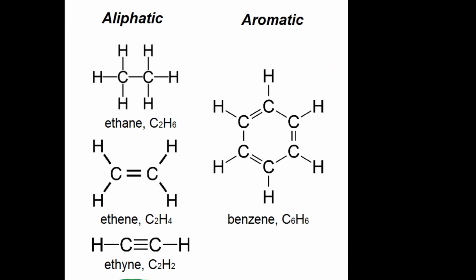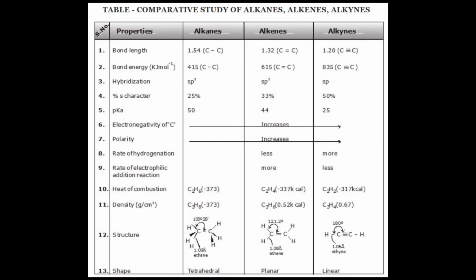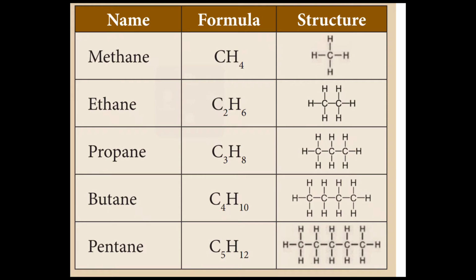Move on to types of hydrocarbons. In hydrocarbons, carbon and hydrogen atoms are linked together through different chemical bonds. The four general classes of hydrocarbons are alkanes, alkenes, alkynes, and arenes. Some of the common hydrocarbons are methane, ethane, propane, butane, and pentane.